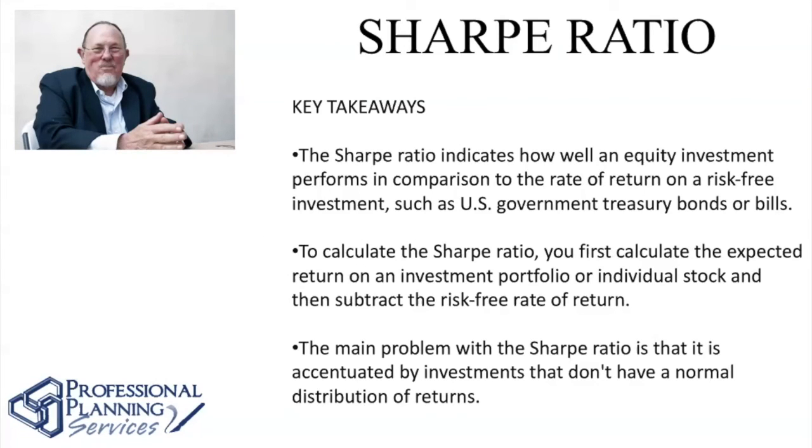So, key takeaways: the Sharpe ratio indicates how well an equity investment performs in comparison to the rate of return of a risk-free investment, such as government bonds or bills. To calculate the Sharpe ratio, you first calculate the expected rate of return, or the average return on an investment portfolio or individual stocks, and then subtract the risk-free rate of return. And then you divide that by the standard deviation.